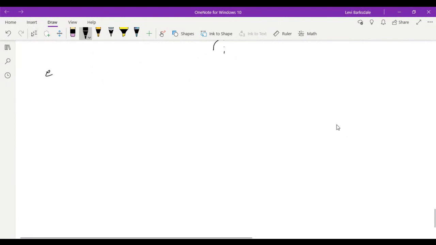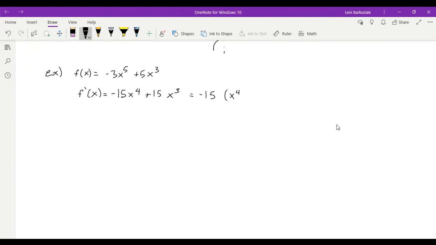So for example, let's say we have a function f of x equal to negative 3x to the 5th plus 5x cubed. Well, in order to determine concavity and maximums and minimums, we need to find our first derivative: negative 15x to the 4th plus 15x cubed. That's negative 15 times x to the 4th minus x squared, sorry.